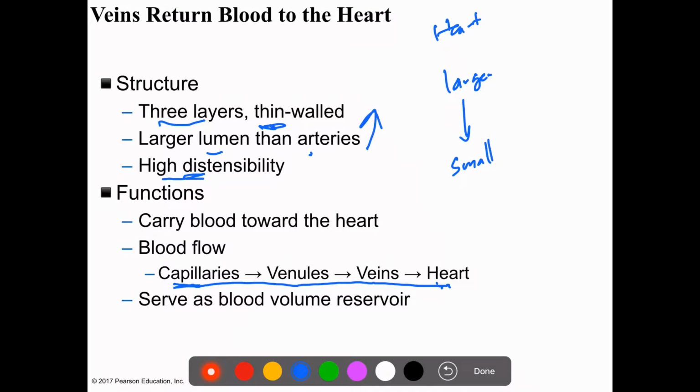Here it's the opposite. Diameter will get larger as we are getting close to the heart. So capillaries, venules, veins, and the heart. Diameter is increasing as we are getting closer to the heart, whereas with arteries, the diameters are getting smaller.